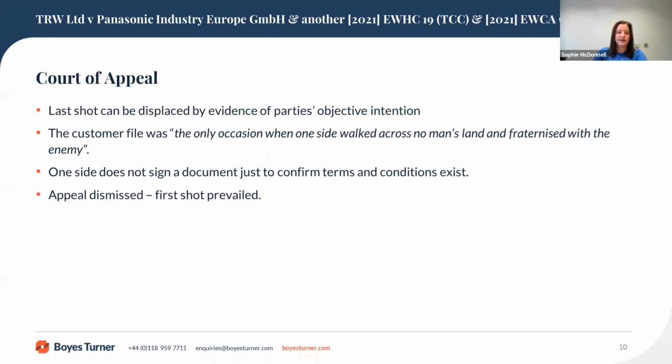TRW also tried to raise an argument that there was no consideration for the agreement to Panasonic's terms, but as this was not raised before the judge, it was not allowed to be raised on appeal. In conclusion, the Court of Appeal dismissed the appeal and the first shot continued to hit the target.